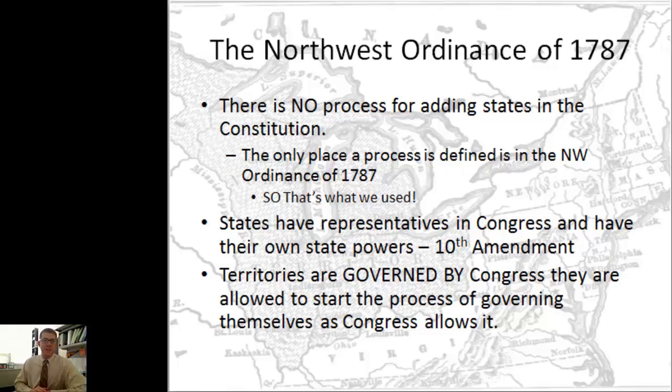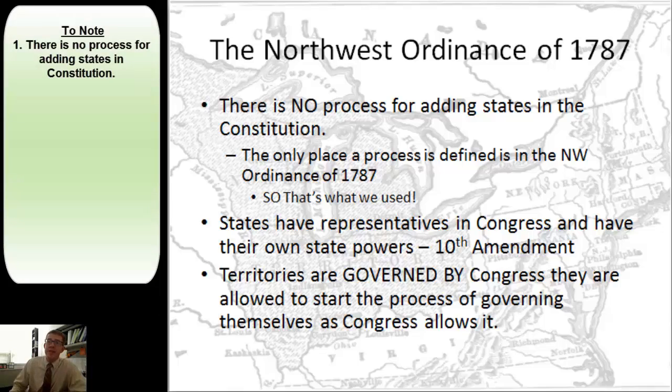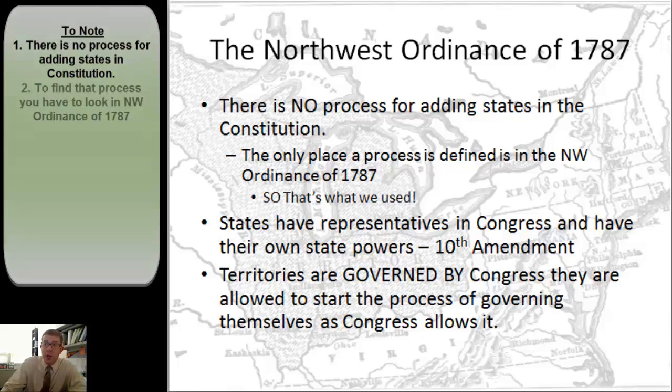Like I said, I'll highlight for you the things that I think you should have in your notes. The first thing that I would have in my notes is that in the Constitution, there is no process for adding states to the Union. That doesn't mean we're not going to do it. It's just that the Constitution isn't where we're going to find the information on how this happens. The only place that this exists is in an ordinance that was passed under the Articles of Confederation called the Northwest Ordinance. So here I would emphasize there is no process, and if you want to look for that process, you have to look all the way back to the Northwest Ordinance of 1787. What we do know in the Constitution is that the states have representatives in the Congress, and they have their own state powers, like we've talked about in the 10th Amendment.